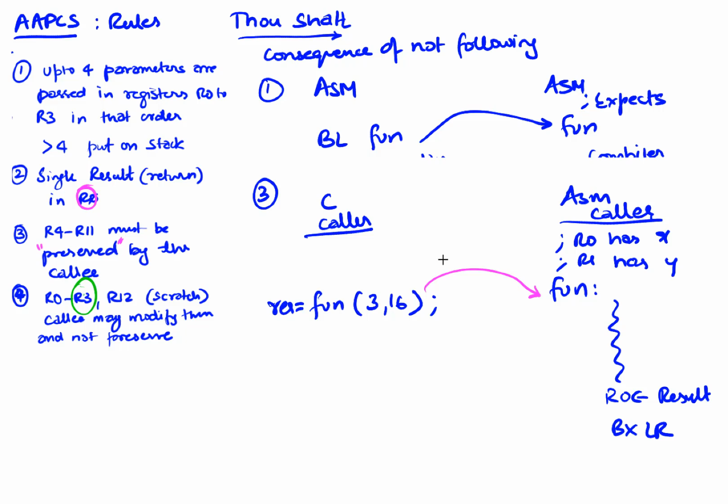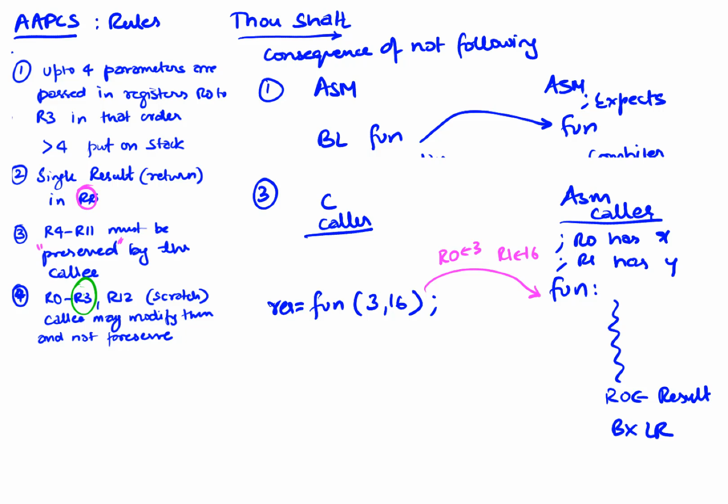So it will put 3 in R0, and it'll put 16 in R1 before it transfers control here. Yeah, but what about 2, 3, 4, 5, 6, 11? What about those registers? It doesn't touch any of those registers because they don't come into play, since there's only 2 parameters that I'm passing.